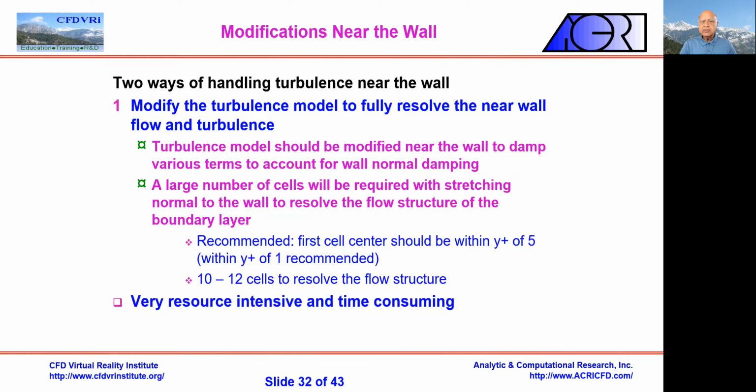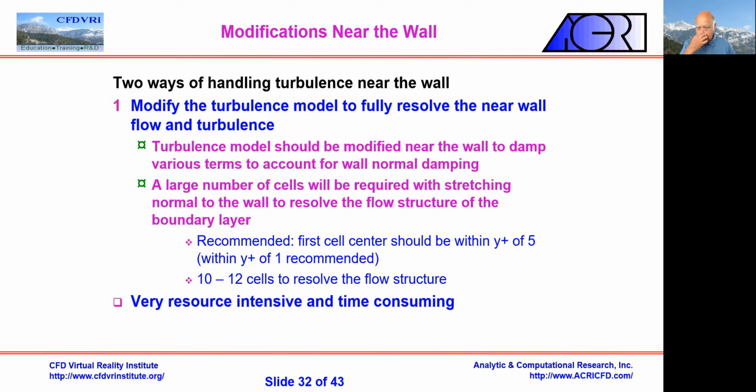So, the two ways of handling turbulence near the wall. One is to modify the turbulence model so you can go all the way to the wall. That could be a bit of a problem. Turbulence models need to be damped near the wall because you saw there was a viscous region, that means a molecular viscous region very close to the wall, where Y plus is less than 5. So there, you don't have any turbulence energy. It's practically laminar flow. So a large number of cells are required to resolve that.